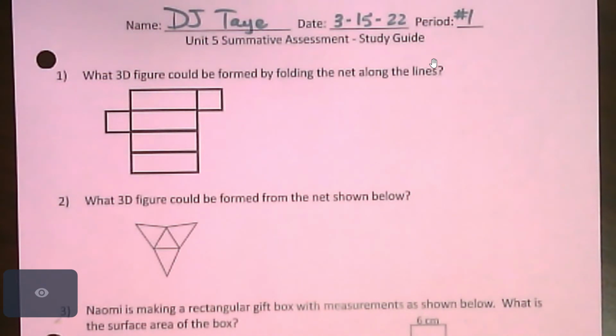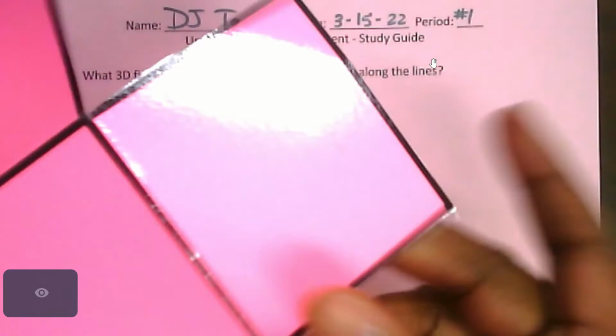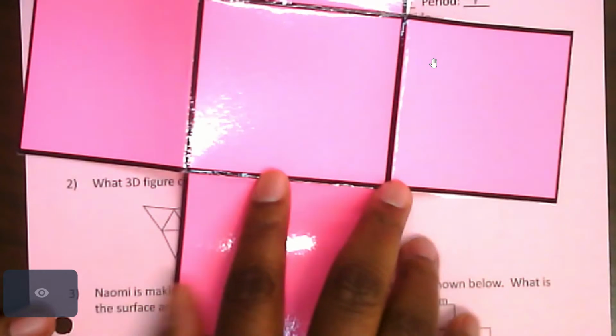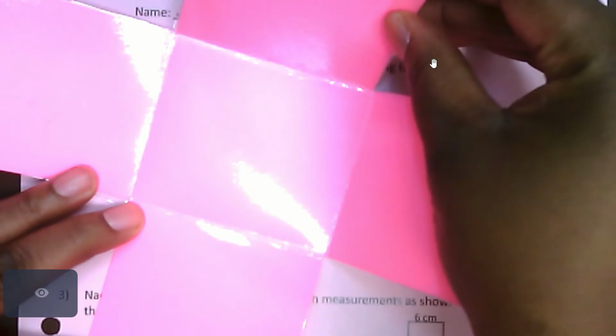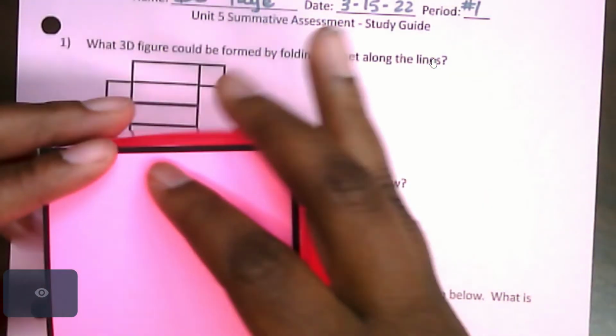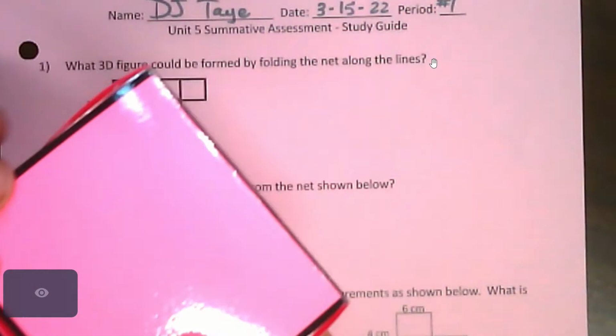Number 1 says, what 3D figure could be formed by folding the net along the lines? Some of you may say, hey, this doesn't look like any net that we've ever seen. We've always seen the nets that look like cute little tees. What I want you to notice is that for this shape, what's important is that the sides and base are represented along with the top and bottom, the front and back, the sides, the base.